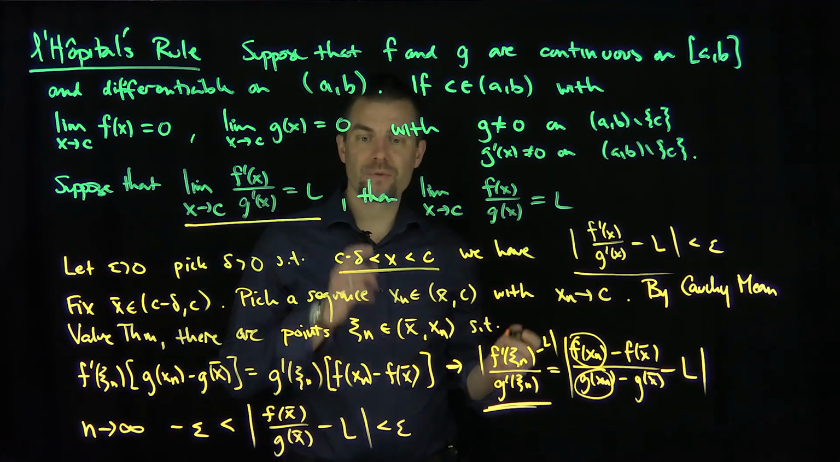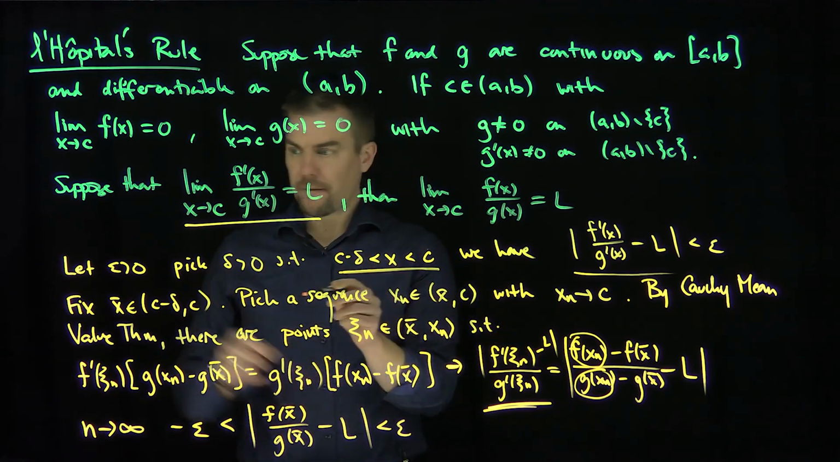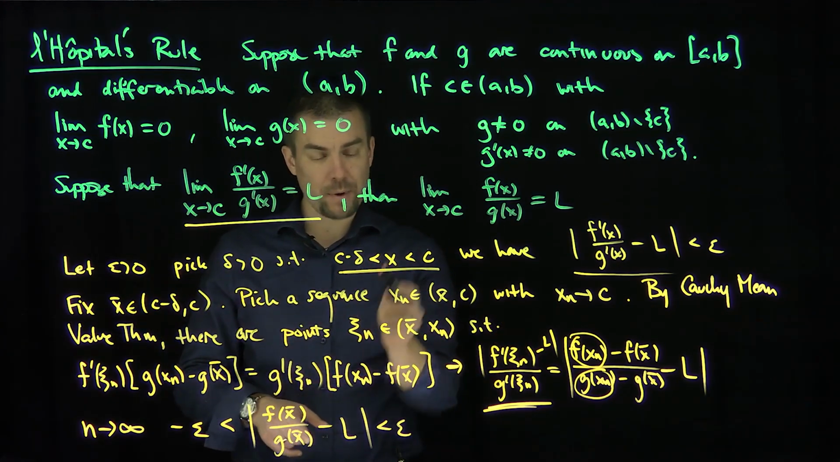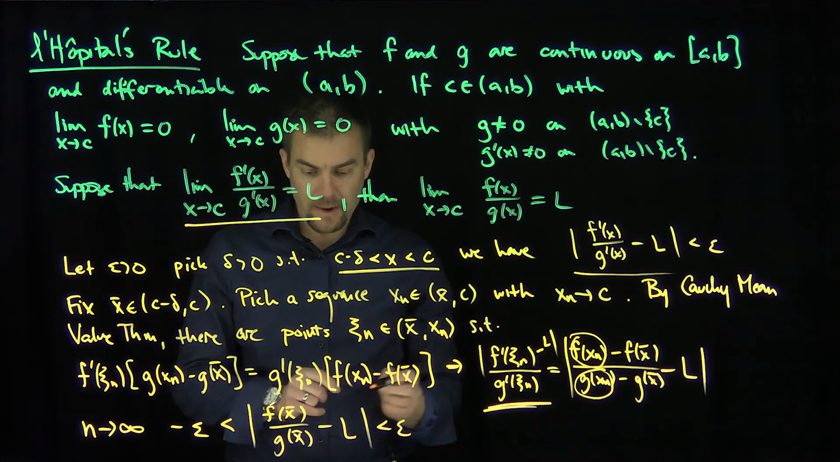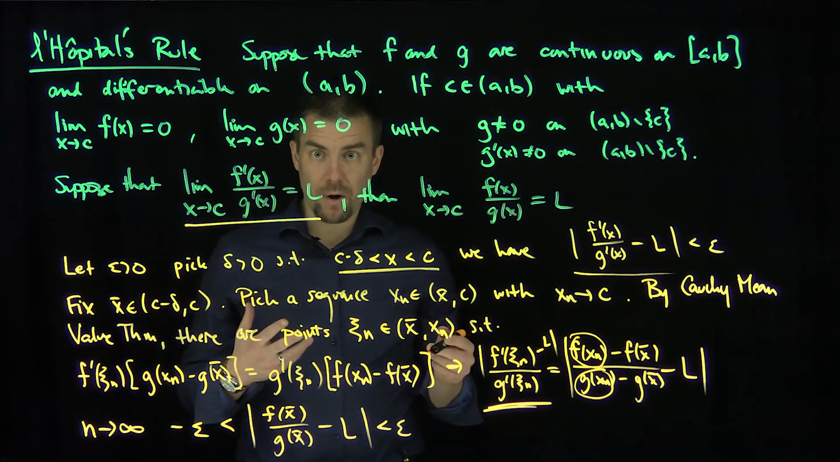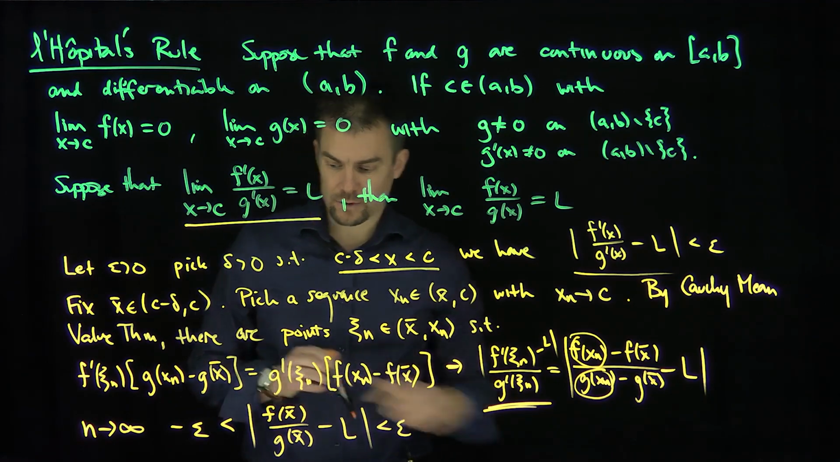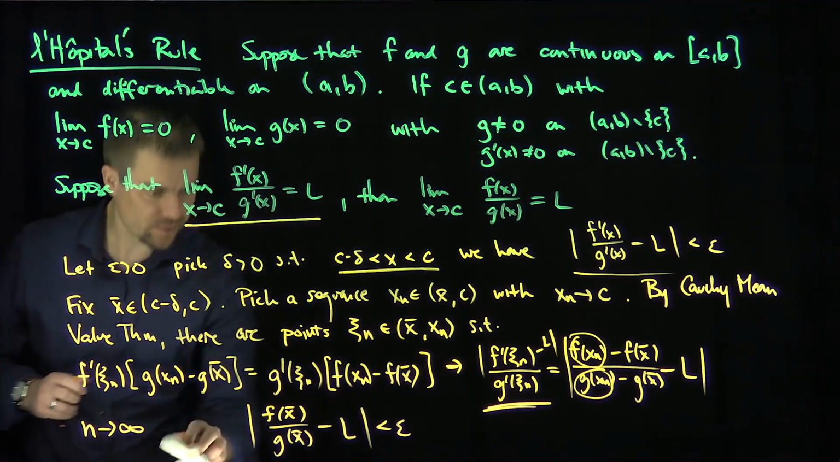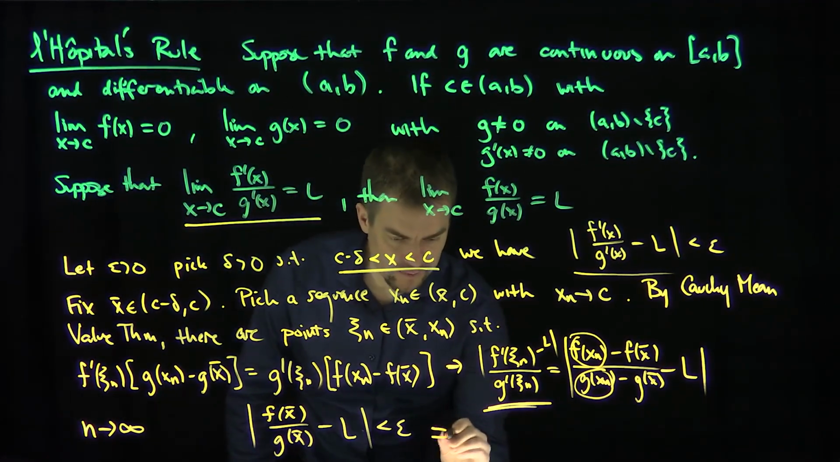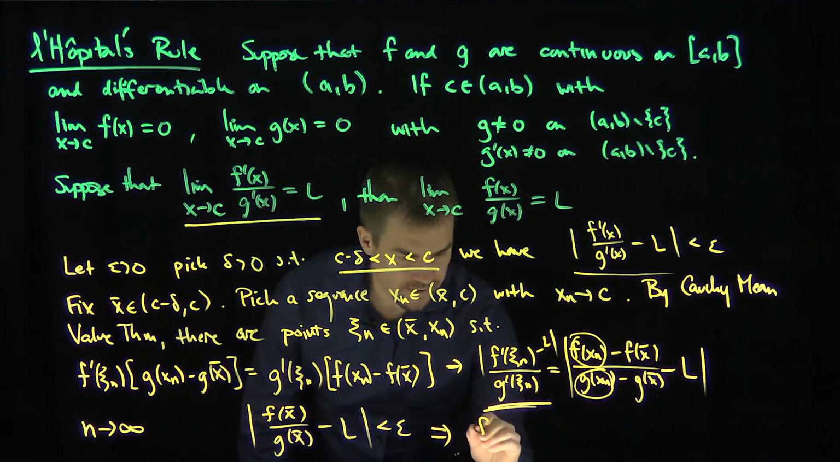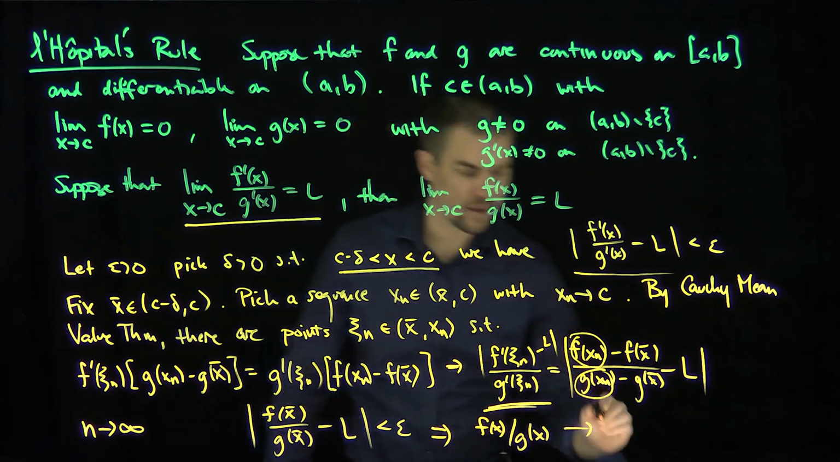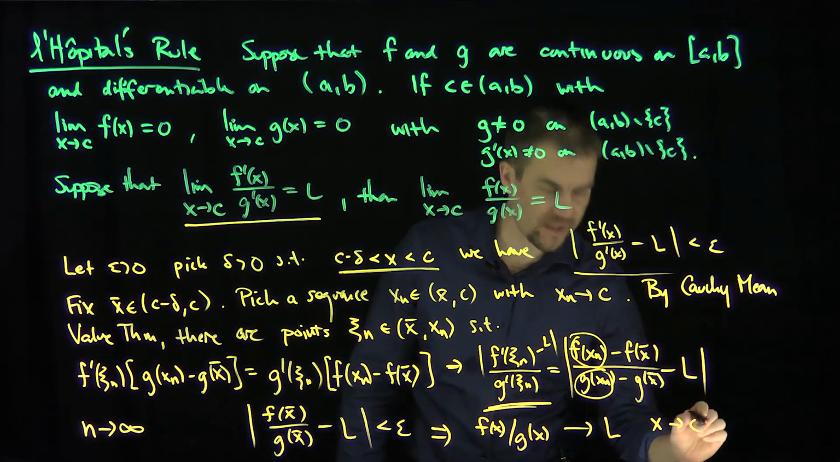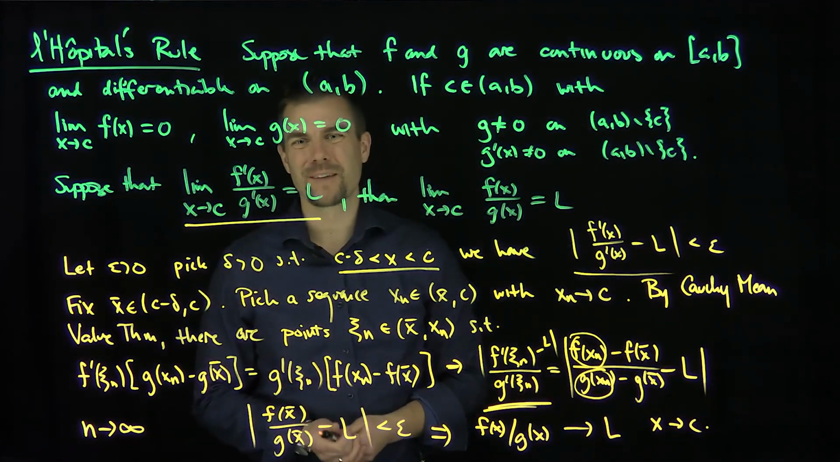So in other words, we've just shown that for every epsilon there's a delta, such that if x bar is in that range, f of x bar over g of x bar minus L is less than epsilon in absolute value. So in other words, I don't even need this, right? We can just say this is true, right? And so this implies that f of x over g of x converges to L as x approaches C, and that's the proof of L'Hopital's rule. Thank you very much.